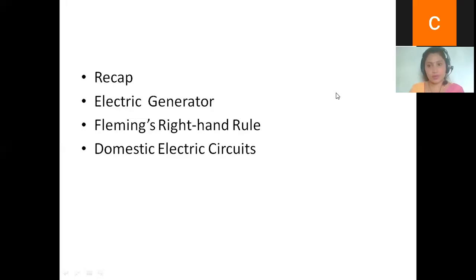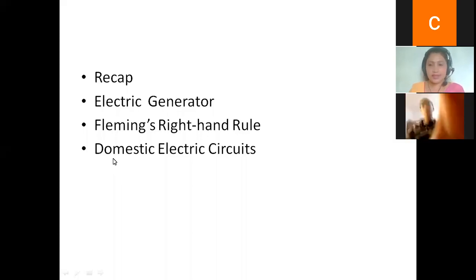Left hand rule. You know Fleming's right hand rule? Just opposite, Fleming's left hand rule. And under domestic circuits, we have learned about 3 wires, that is live, neutral, and earth wire.